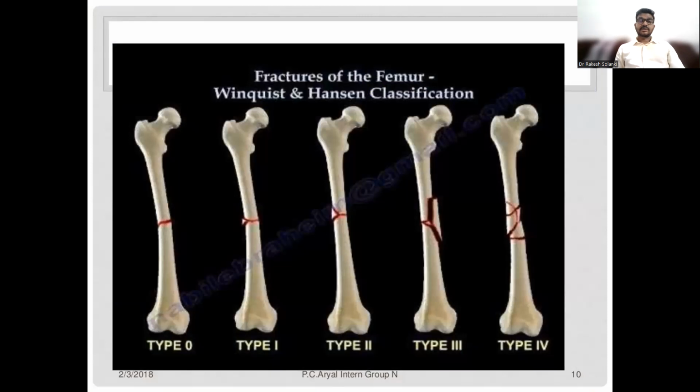This is the Winquist and Hansen classification showing femoral shaft fracture from type 0 to type 4. Type 0 with no comminution, type 1 is the small butterfly fragment, type 2 is large butterfly fragment, type 3 is butterfly fragment more than 50% of the width of the femoral shaft, and type 4 is comminution of the femoral shaft fracture.